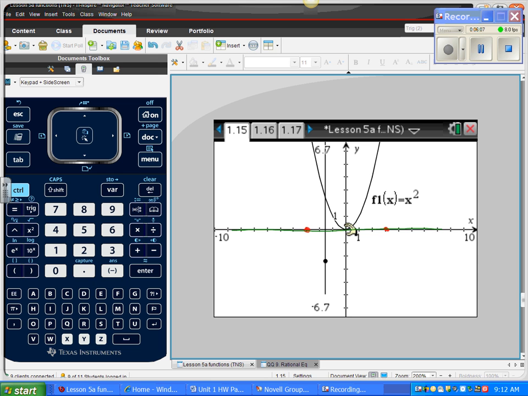Okay, so horizontal is one-to-one, vertical is function. Okay, and that's going to come up. We're going to deal with that a little bit later on, but that's your kind of pre-test.